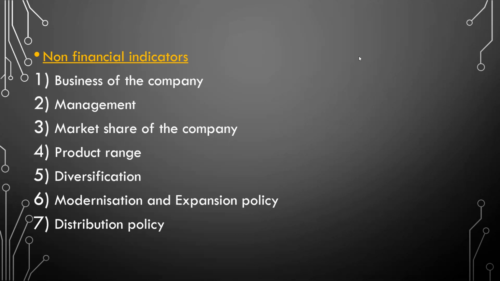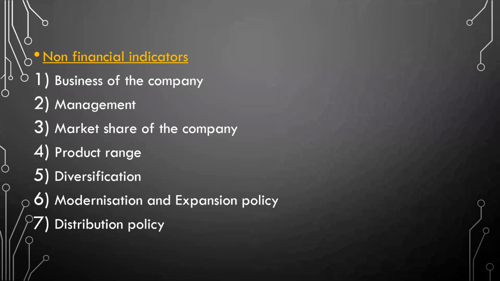The next one is diversification. If the company has diversified into various sectors, then it can face risk more easily, and there is less chance of loss, because even if one particular sector is not performing well, the profits from the other sectors will sustain that company. So whether that is a company which engages in diversification, whether they have modernization and expansion policies, what is the distribution policy? They should have a stable and consistent distribution policy in order to earn good profit margins.